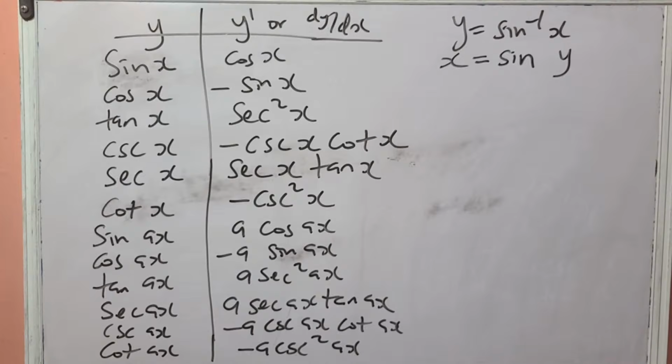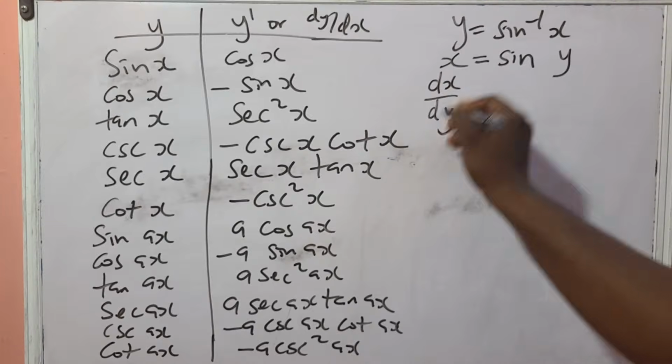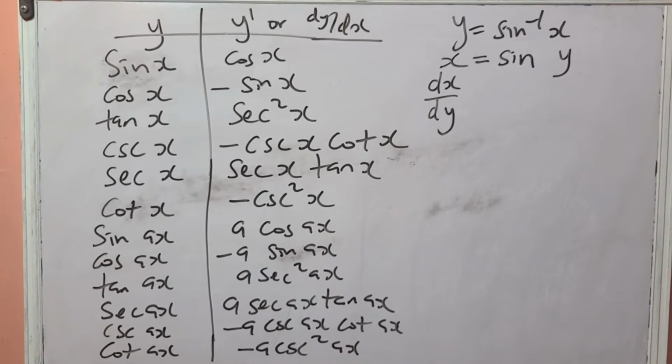Now, of course, we have done this before. You want to do it again, where we will now be finding dx over dy. Of course, you know what is going to happen eventually. After we're able to find dx over dy, you will now invert it to find dy over dx. I'm sure you know the pattern already by now.